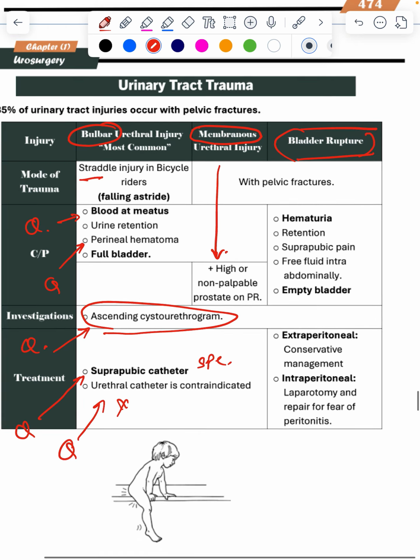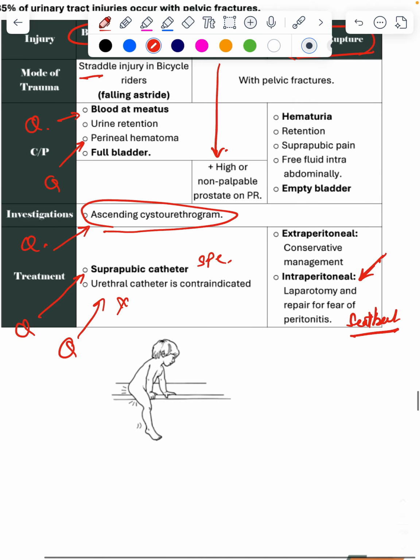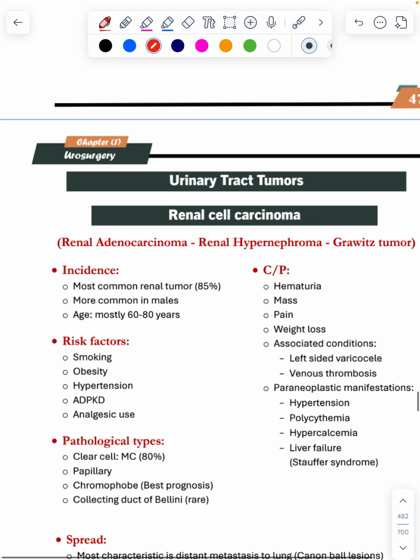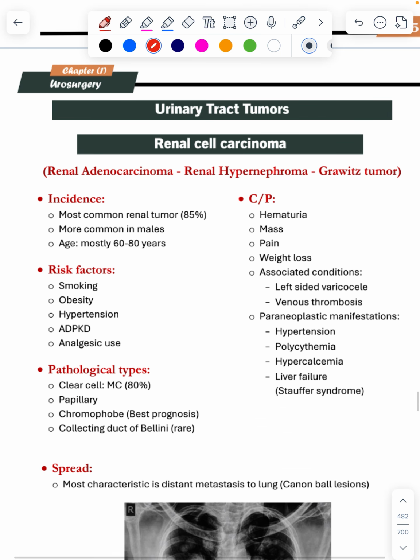Now membranous: you get prostate dislodged, high riding prostate. Fracture of pelvis, again intra and extraperitoneal. Retention, suprapubic, free fluid in the abdomen. Extraperitoneal is conservative management, intraperitoneal is laparotomy. Full bladder seat belt injury: seat belt with full bladder is intraperitoneal, and fracture pelvis is extraperitoneal.